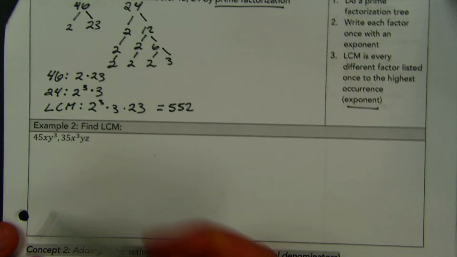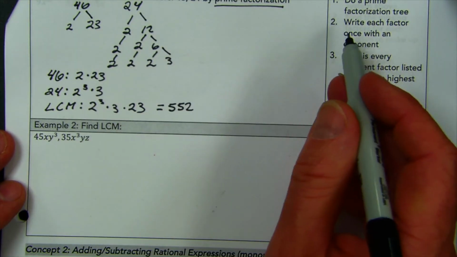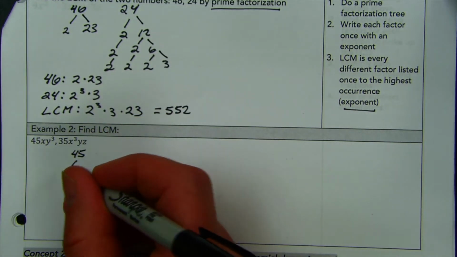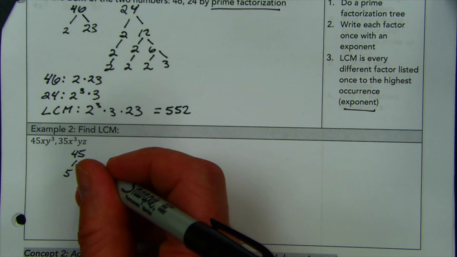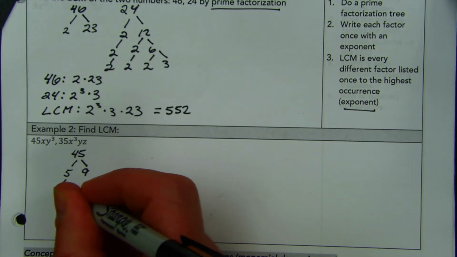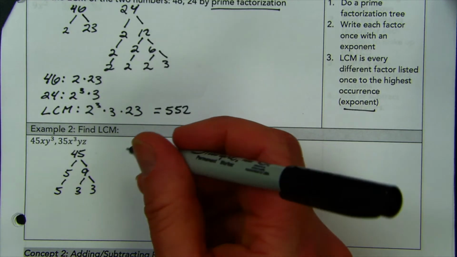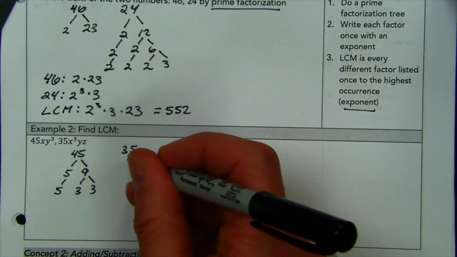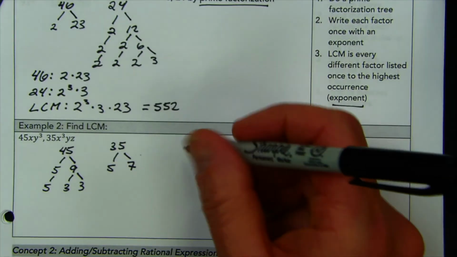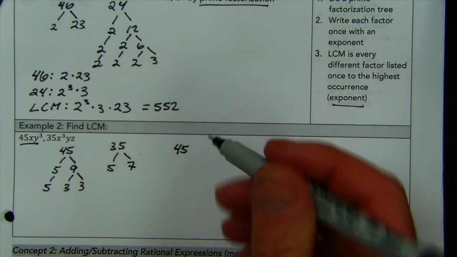Let's say we got 45 and 35. What I'm going to do is start with the numbers and do the prime factorization tree. So 45, it's not even, but I do know 5 goes in there. And we got 5 times 9. I'm going to bring 5, and then I got 3 and 3, and boom, I'm done. And 35 is 5 times 7, and done there as well. All right, so I'm going to write both monomials because these are made up of numbers and variables, so it's just a monomial.